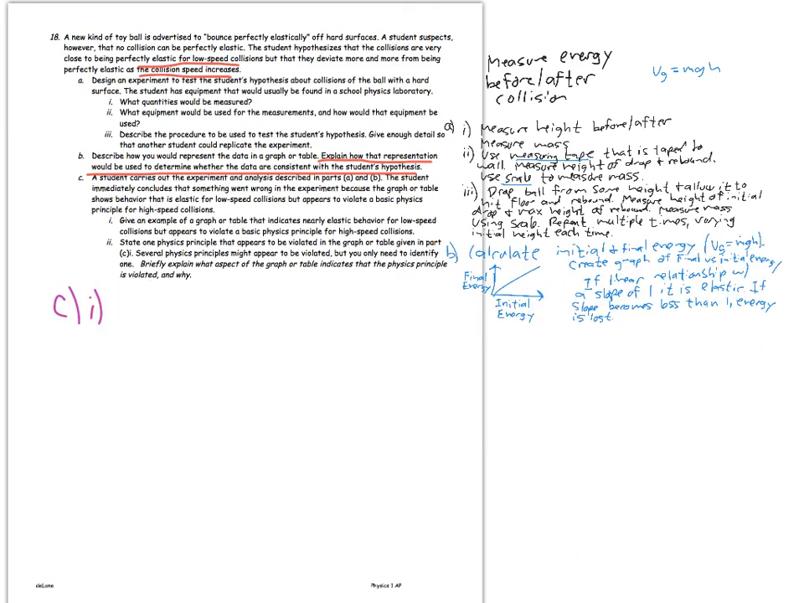For part C, it gives us this kind of weird hypothetical situation where a student does this experiment and concludes that something went wrong because the graph or table shows perfectly elastic behavior for low speeds, but appears to violate a basic physics principle for high-speed collisions. And we want to come up with an example of a graph or table that would follow this. I've always found this to be a weird question, but it is an actual AP question, so we'll work through it. So the thing that I would say is easiest is a graph with a slope of greater than 1 for high-speed collisions.